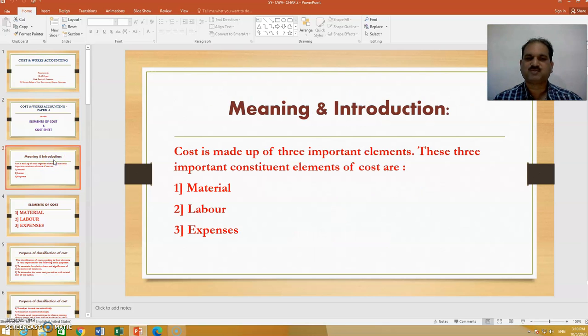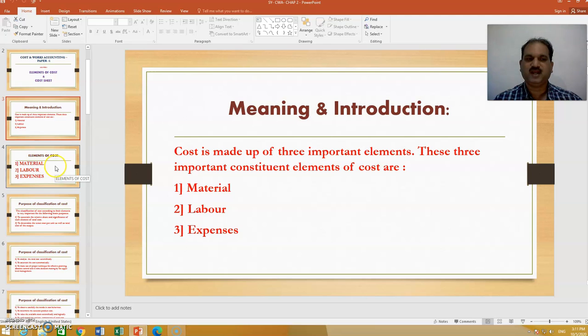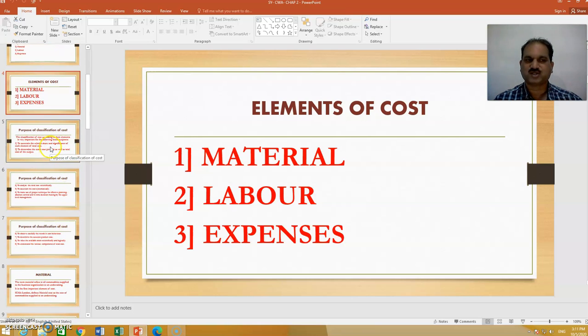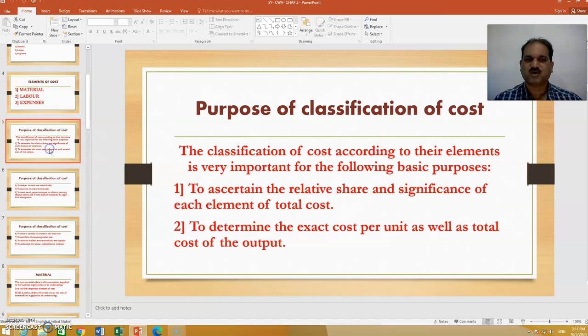Basically, cost is made up of three important elements. These three important constituent elements of cost are material, labor and expenses. So these three are treated as the basic elements of cost. Now, what is the purpose of classification of cost in these various material, labor and expenses? The classification of cost according to the elements is very important for the following basic purposes.